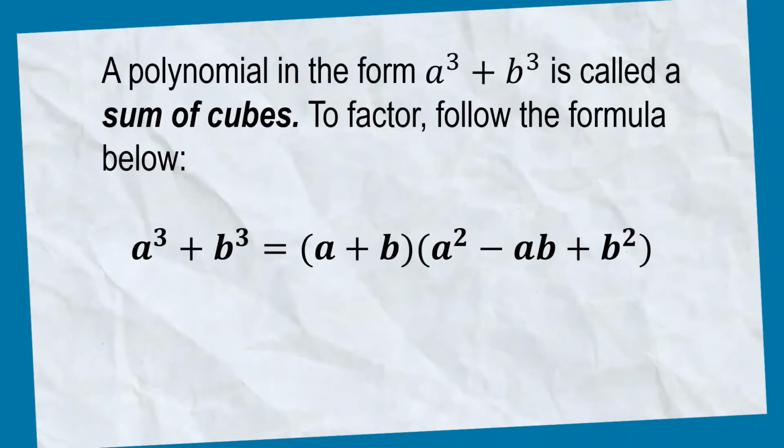Let's proceed. A polynomial in the form a cubed plus b cubed is called the sum of two cubes. To factor, we need to follow the formula below. We have a cubed plus b cubed is equal to the product of the binomial a plus b and the trinomial a squared minus ab plus b squared.